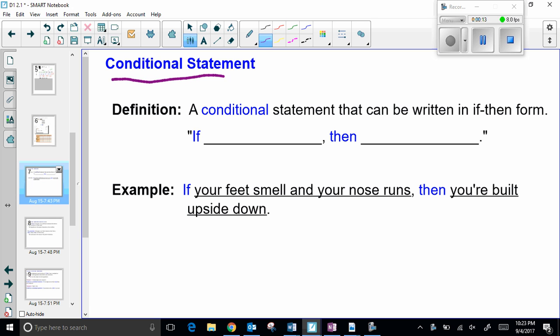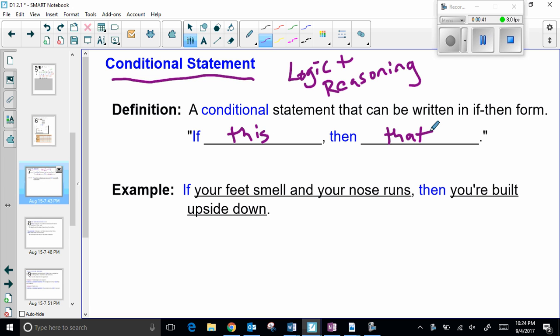Now, the last few notes talk about these conditional statements. Conditional statements, we use them all the time. We use them a lot in logic and reasoning, which is basically what algebra is. You have to use a lot of logic and reasoning to figure out what's going on or what's missing. So when you make a conditional statement, written in this form, it's usually if this happens, then that thing is going to happen. Now, here's an example. If your feet smell and your nose runs, then you're built upside down.